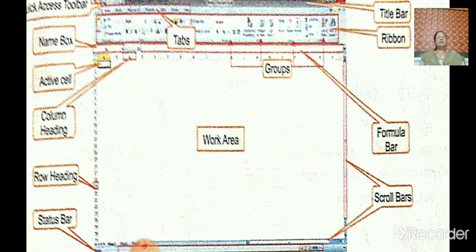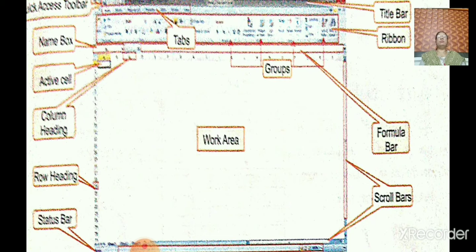A worksheet consists of 10,48,576 rows and 16,384 columns. So rows start from 1, 2, 3, 4 till 10,48,576, which you can see in your Excel sheet, and the columns start from A, B, C, D, up to 16,384. And in one cell, how much data can you enter? 32,767 characters. In one cell you can enter 32,767 characters.